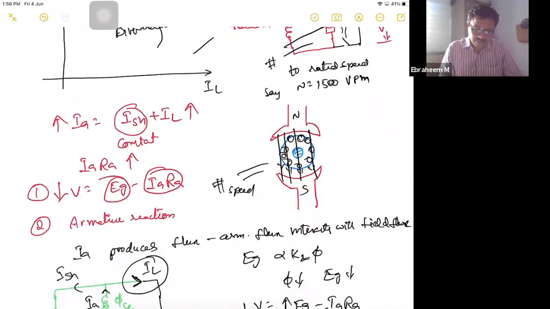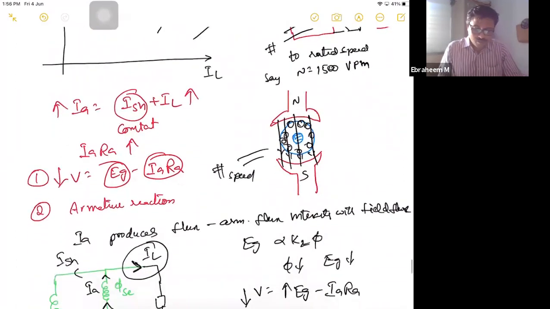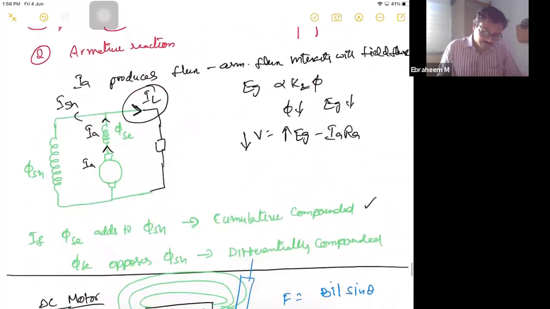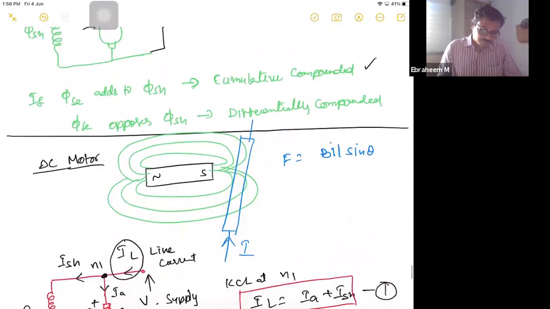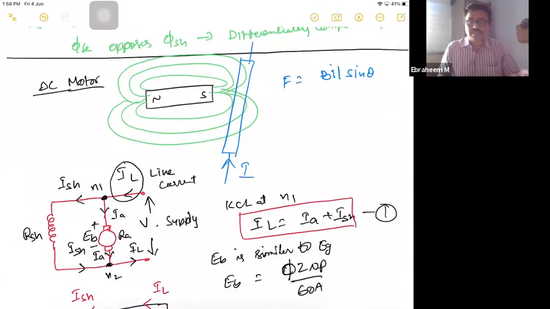Later we have seen the motor principle, DC motor. For the conductor we supply electricity. The electricity is converted into mechanical energy in the presence of magnetic field, right? As a result the conductor moves, and because the conductor is moving in the magnetic field, you will have induced EMF in the conductor. That is called back EMF.